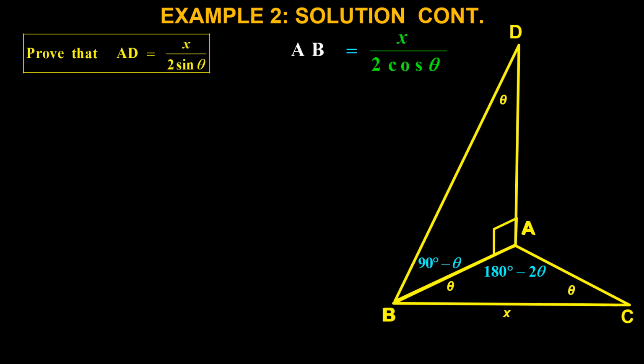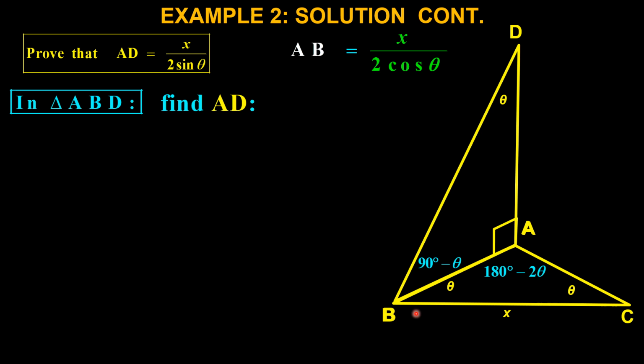There we have our diagram with all the information. Remember, our objective is to prove that AD is equal to that expression. So let's see what we have. That was what we calculated in the previous step: we found AB, and AB is x over 2 cos theta. We just need to know that. Then we're going to go to the other triangle, which is triangle ABD.